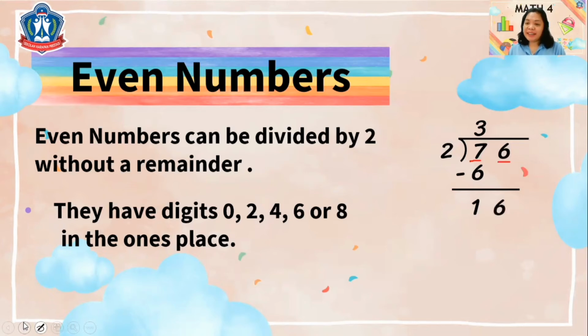So we have now 16. So 16 divided by 2. Yes, it's 8. 8 times 2 is equal to 16. So we don't have a remainder. So it's true that 76 is an even number.